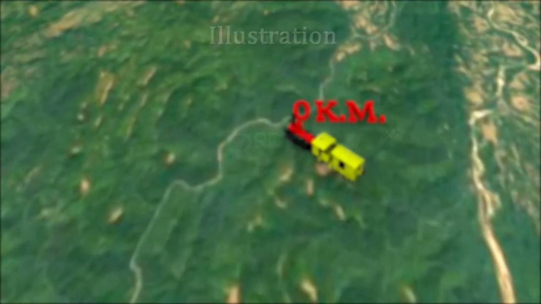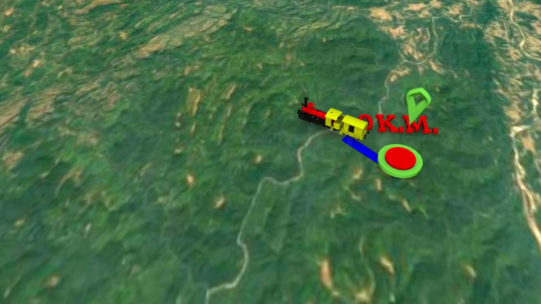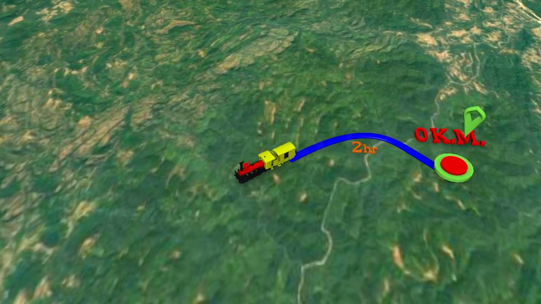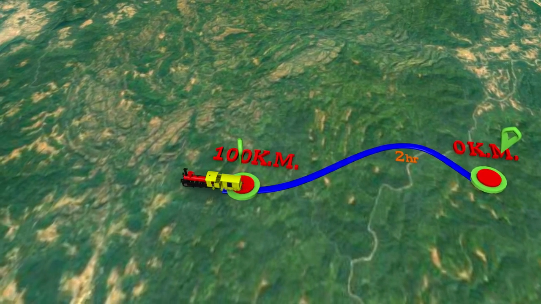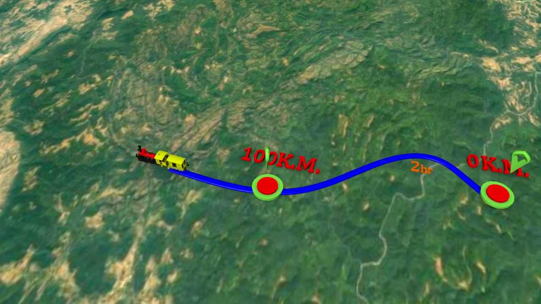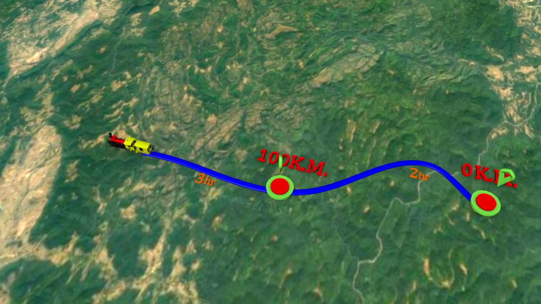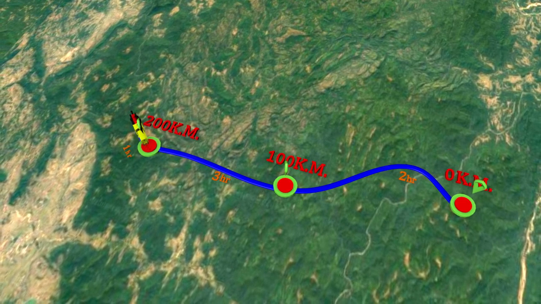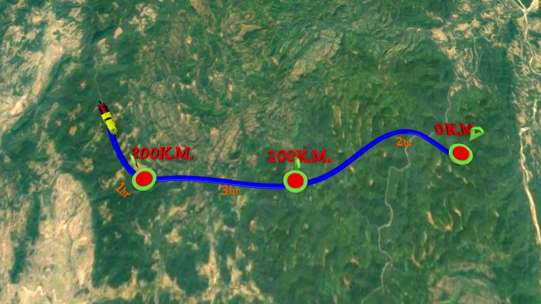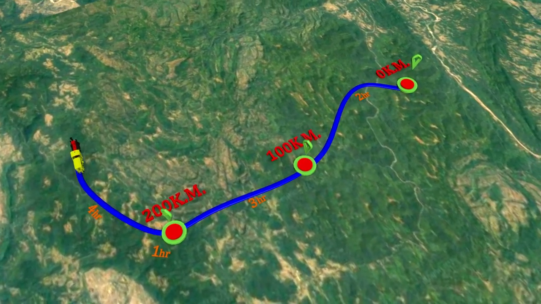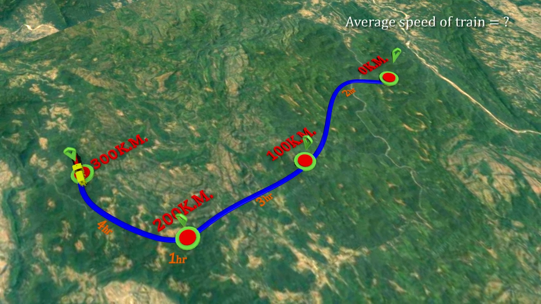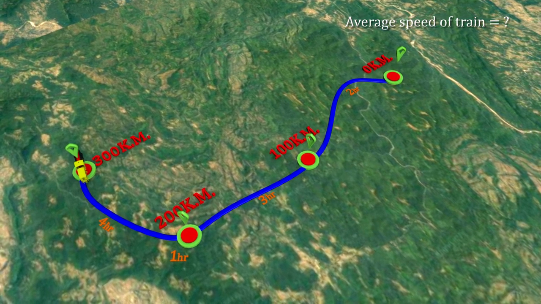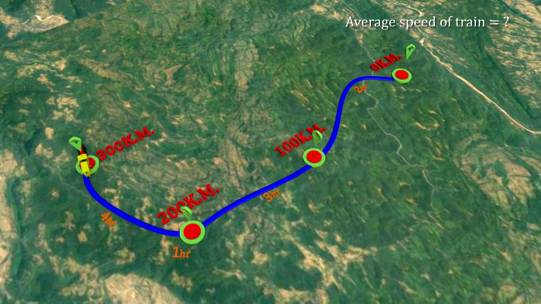Illustration: a train travels first 100 kilometers in 2 hours, the next 100 kilometers in 3 hours. It halts for 1 hour, then covers the last 100 kilometers in 4 hours. What is the average speed of the train for the entire journey?